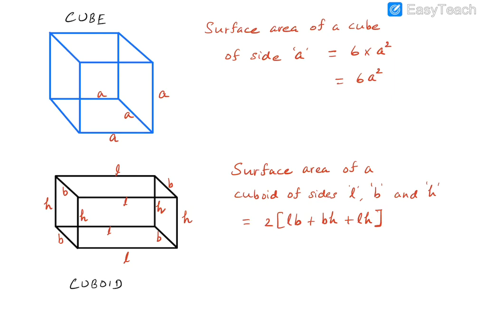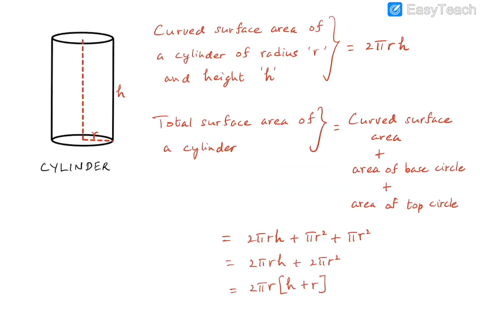So you can take the 2 as a common factor outside. So we get the surface area of a cuboid of sides length L, breadth B, and height h to be given as 2 times L into B plus B into h plus L into h. Okay, so that's the surface area of a cuboid. Next, let's see what is the surface area of a cylinder.